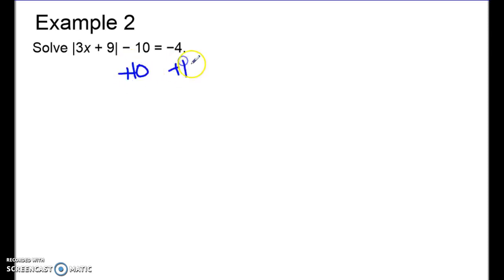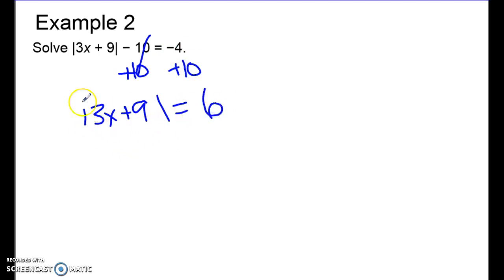to both sides. And remember, I always have to do the same thing to both sides of the equation. So now I have the absolute value of 3x plus 9 equals, those go away, negative 4 plus 10 is a positive 6. Now that the absolute value is the only thing on the left side of the equation, I can go ahead and write my two equations.